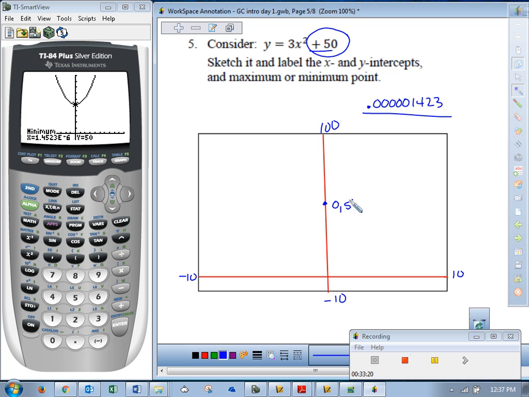That's the minimum and the y-intercept at the same time. Is there anything else I need to plot on this graph? X-intercepts? None. Y-intercepts? Got it. Maximum, minimum? Got it. That's it. So, parabola, and highlight it. It helps me grade, which is why I like you to highlight. It makes it much easier for me to grade.